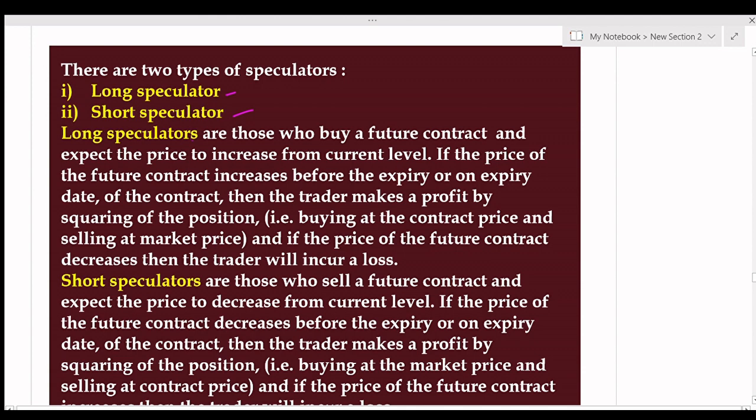Long speculators are those who buy a future contract and expect the price to increase from the current level. If the price of the future contract increases before the expiry or on the expiry date of the contract, then the trader makes a profit by squaring off the position, that is buying at the contract price and selling at the market price. And if the price of the future contract decreases, then the trader will incur a loss.